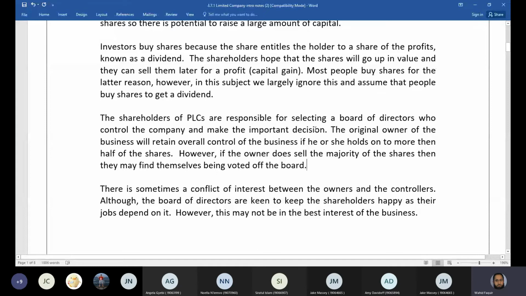Okay, so this is background. You might have the opportunity in a written question to explain that, not in a lot of detail, because that's more business studies. It is more business studies, but it's important to understand it. As you sell more and more shares to different individuals, your control, your ownership becomes diluted.